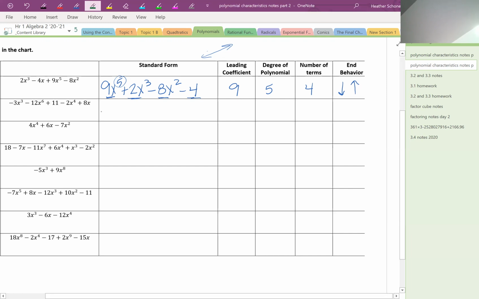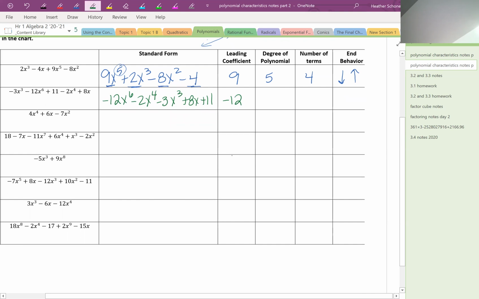We have negative 12x to the sixth minus 2x to the fourth minus 3x cubed plus 8x plus 11. So the leading coefficient is the number in front, which would be negative 12. The degree of the polynomial would be the highest exponent, which would be 6. The number of terms would be 1, 2, 3, 4, 5.